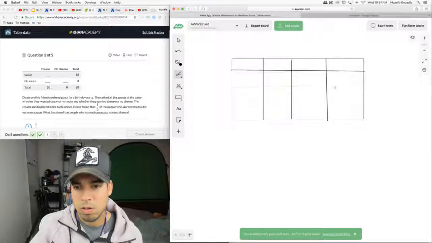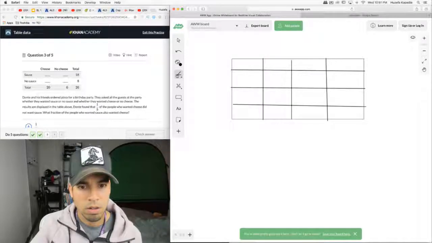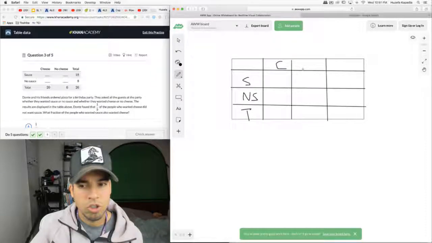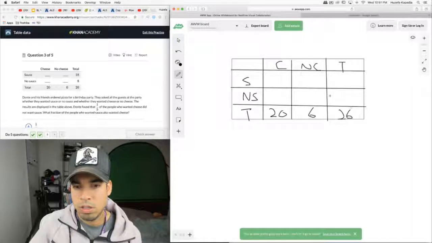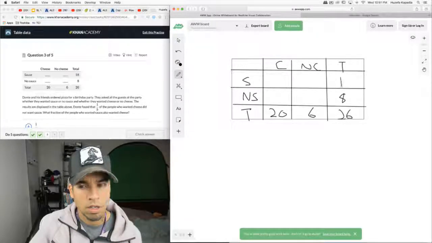And then we've got this split up into 1, 2, 3. All right, let's start doing this. Sauce, no sauce, total. Cheese, no cheese, total. So we know that this is 20 got cheese, 6 wanted no cheese. It's 26. This is 8, and this is 18.